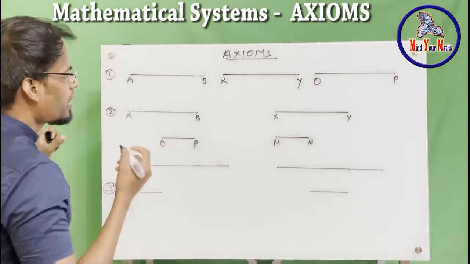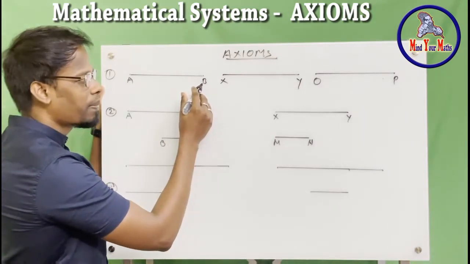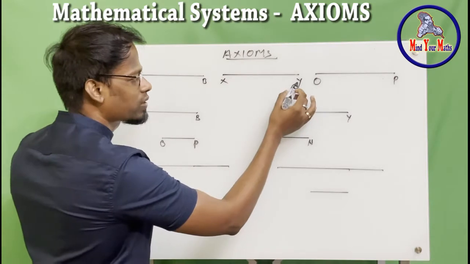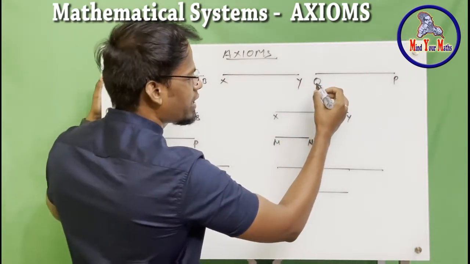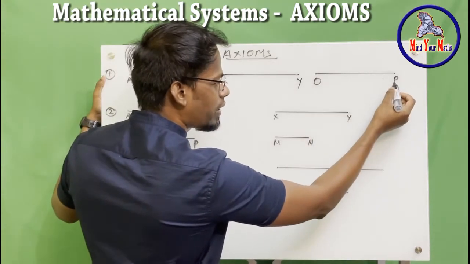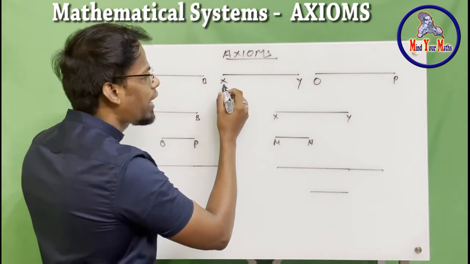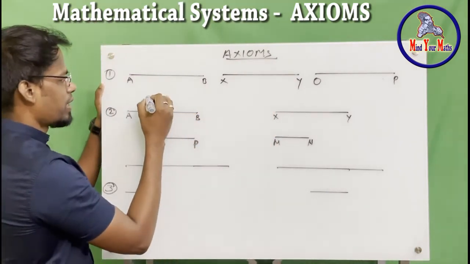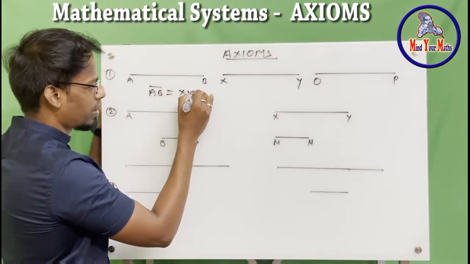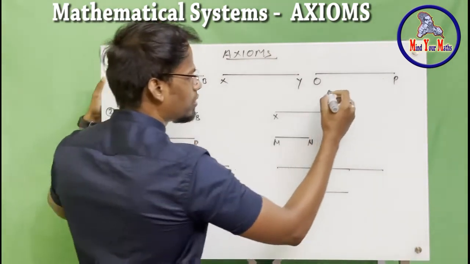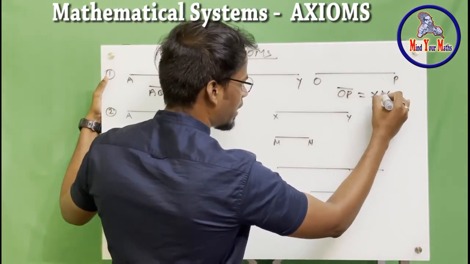So now let's see what it means in geometry, before going to the second axiom. You see here the length of the line segment AB is equal to the length of the line segment XY, and also the length of the line segment OP is equal to XY. The line segment AB is equal to XY, and the line segment OP is equal to XY.